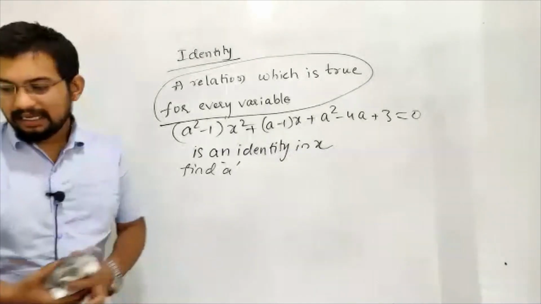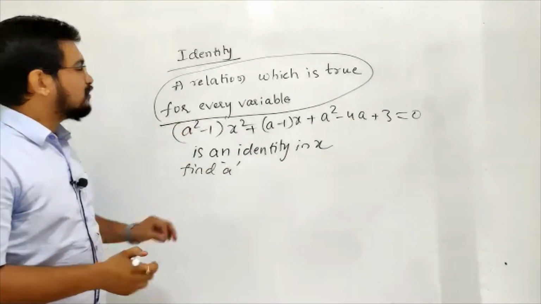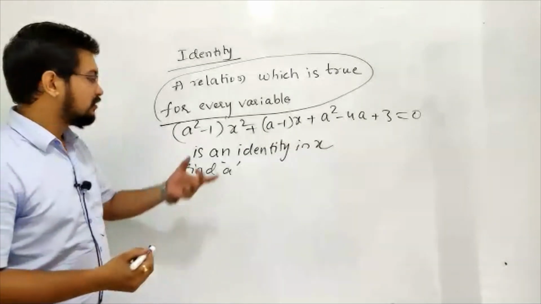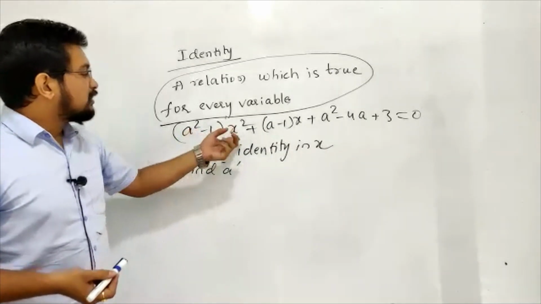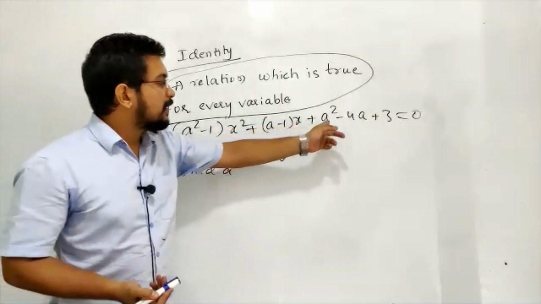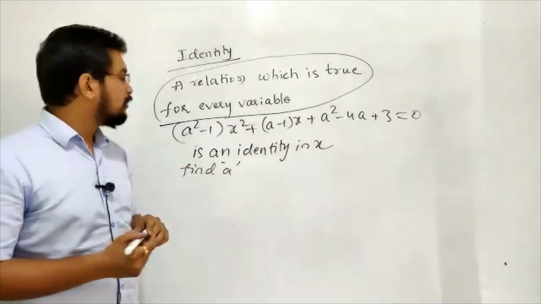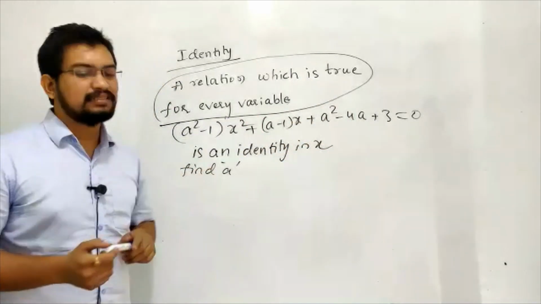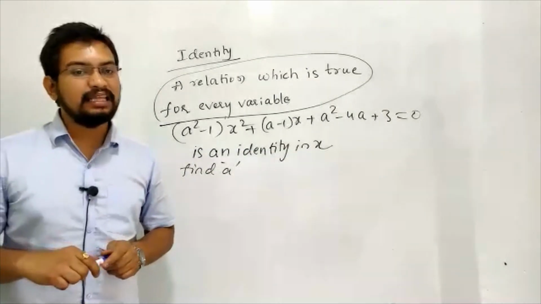Now you see, the logic is this. Everyone has answered. Excellent. (a square minus 1) x square plus (a minus 1) x plus (a square minus 4a plus 3) is equal to 0 is an identity in x.